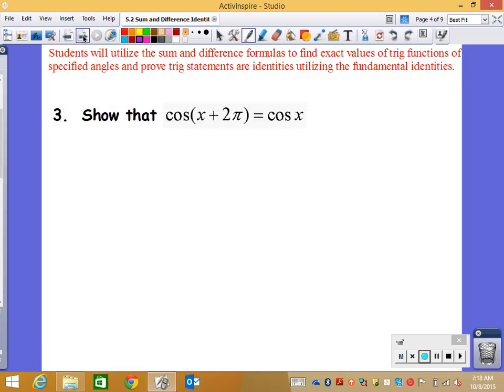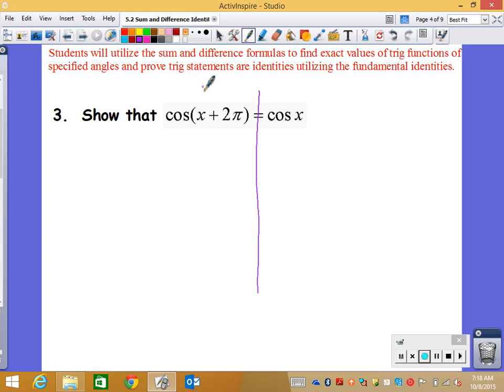So let's prove some identities. I want to show that the cosine of x plus 2 pi is equal to the cosine of x. In other words, this 2 pi doesn't do anything. Remember, it's an identity, so I've got to draw my vertical line, and I cannot touch the right side. So this is a cosine addition, or a cosine sum. I need to write it out in terms of the cosine addition, which is cosine A cosine B minus sine A sine B. Well, what's A and what's B here?